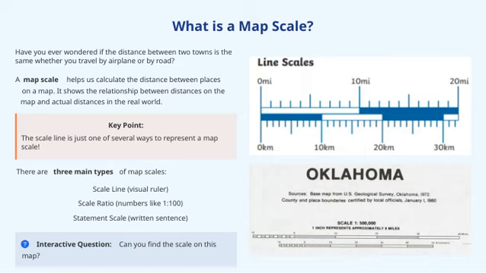The key point here is that the scale line, which looks like a visual ruler, is just one way to represent a map scale. There are actually 3 main types of map scales. First, there's the scale line, which is a visual ruler that you can measure directly. Then, there's the scale ratio, like 1 to 100, which uses numbers to show the relationship. And finally, there's the statement scale, which is a written sentence explaining the scale.